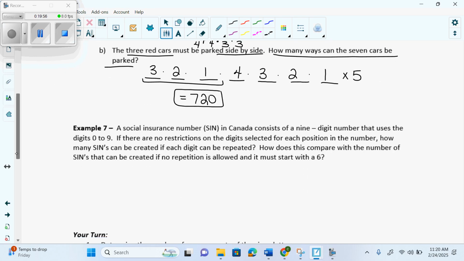Here we have a social insurance number, SIN in Canada, which consists of a 9-digit number that uses the digits 0 to 9. There are no restrictions on the digits selected for each position in the number. How many SINs can be created if each digit can be repeated? And we need a 9-digit number. And we're using 0 to 9. How does this compare with the number of SINs that can be created if no repetition is allowed and it must start with a 6?